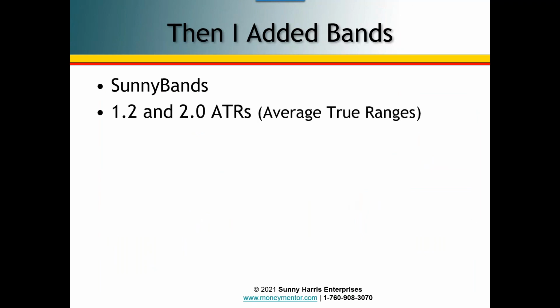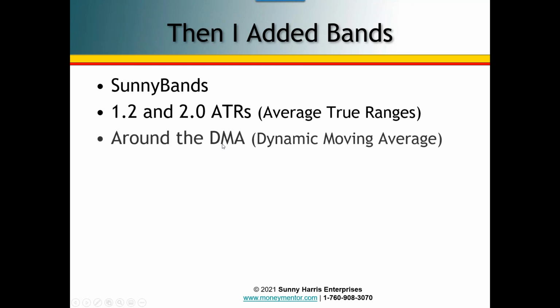I added the bands to the DMA about a year after I figured out how to do the DMA. And I put it 1.2 and 2.0 average true ranges away from the dynamic moving average. Now, the reason I use ATRs, or average true ranges, instead of, what does John Bollinger use on his? He uses standard deviation. Standard deviation tells the market where it should go, and my average true ranges tell me where the market is going. There's a big difference.